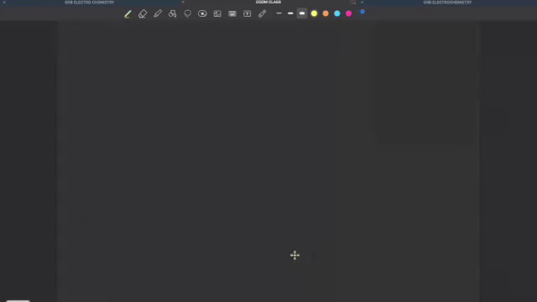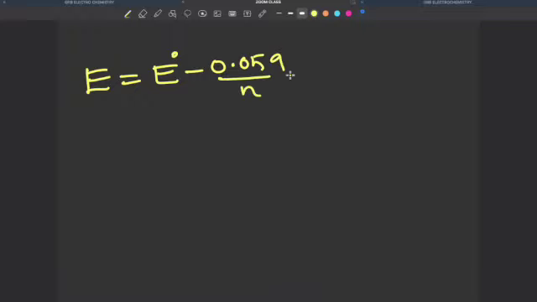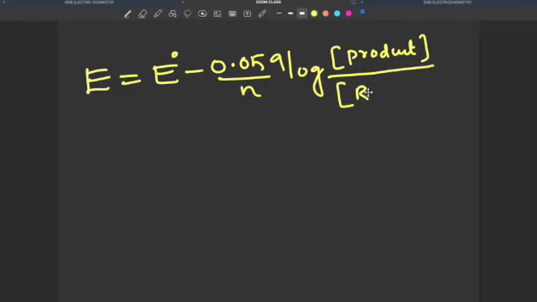Right, we'll see, I'll write it again here. So what we have got here, E equal to E naught minus 0.059 by n into log, molar concentration of products divided by molar concentration of reactants. So this is the formula which we used. We will see the terms what are here. This is the E cell. This is also E cell, but we call it E naught cell.